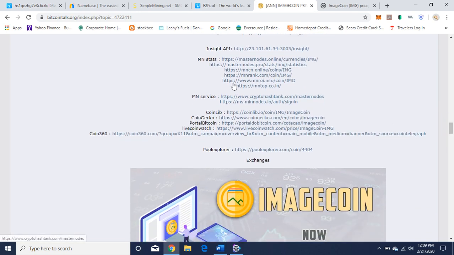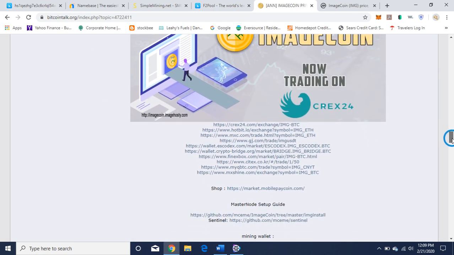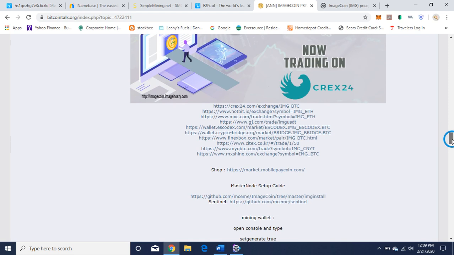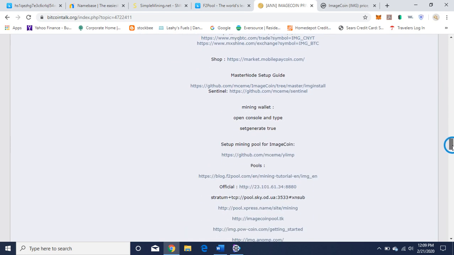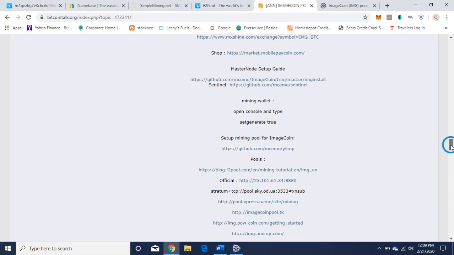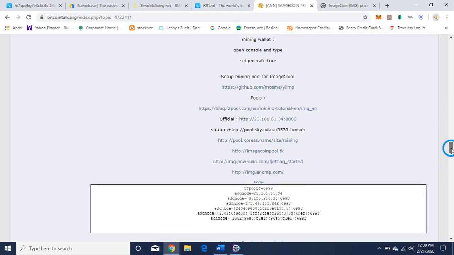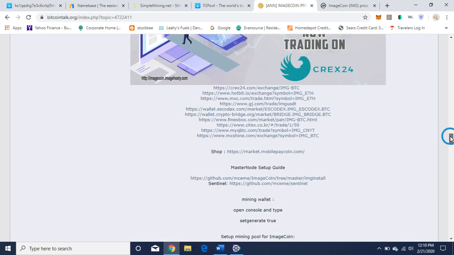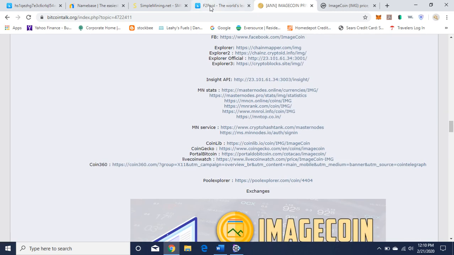There's some masternode statistics, service. If you're interested in running a masternode, some information there. There are the links to the exchanges, masternode setup guide, and pools, F2Pool, which I'm going to be using. And that's it. So let's move on to F2Pool.